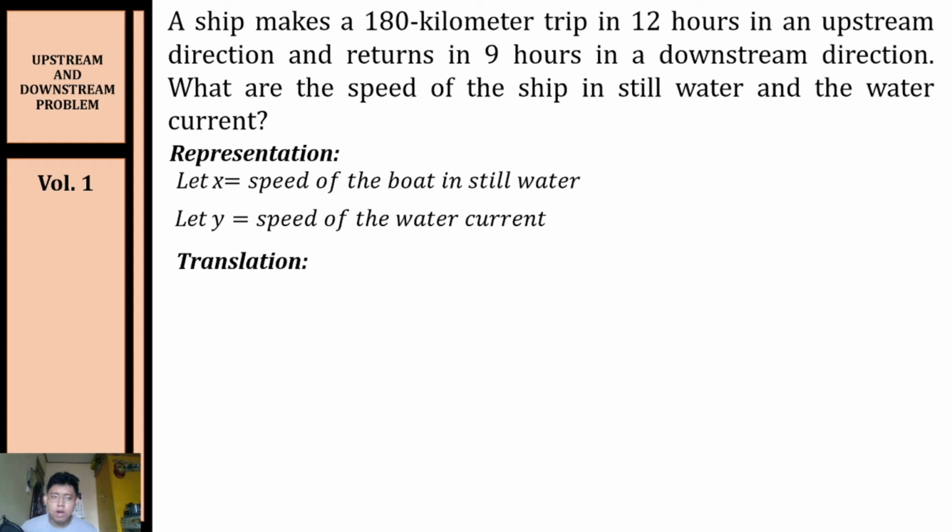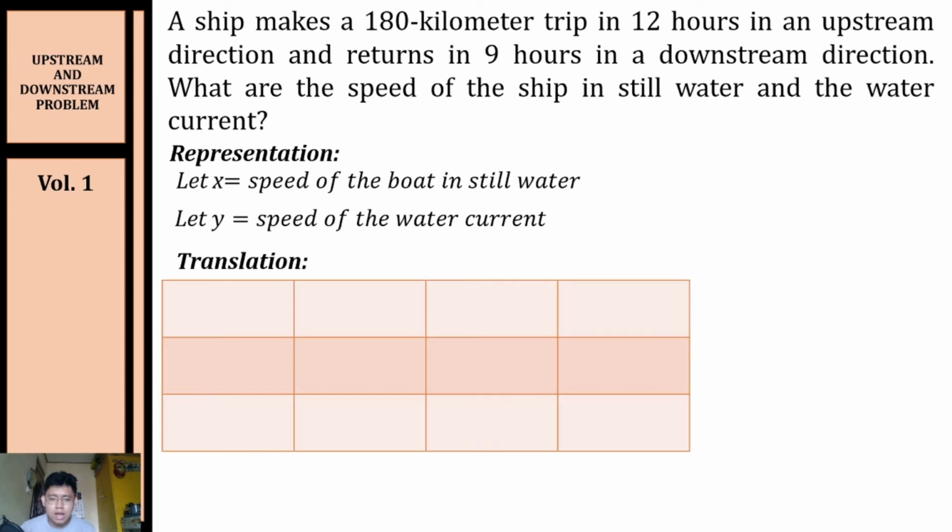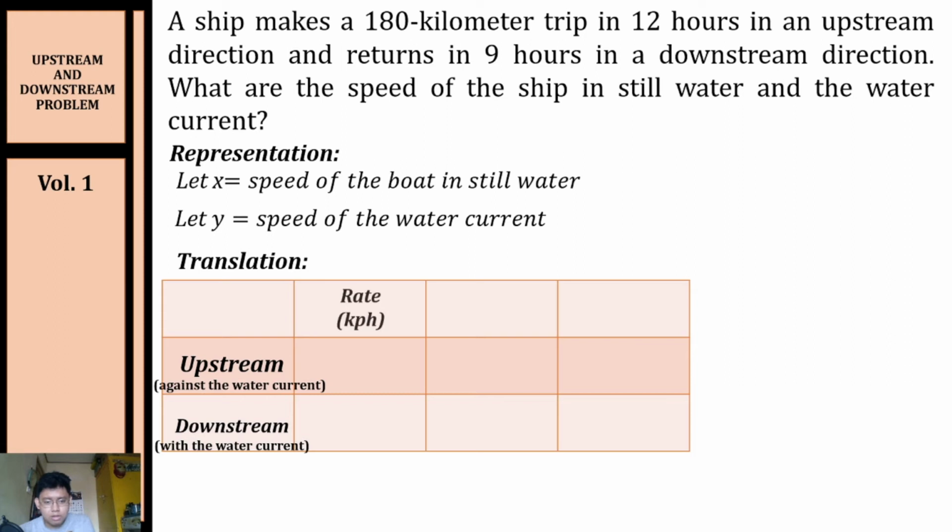So for upstream downstream, let's list down all our given. In this word problem, we're given two situations: the ship traveling in an upstream direction and the ship traveling in a downstream direction. An upstream direction is an object traveling against the water current, and a downstream direction is an object traveling with the water current. We need to list down the rate, the time, and our distance. So let's identify our given.